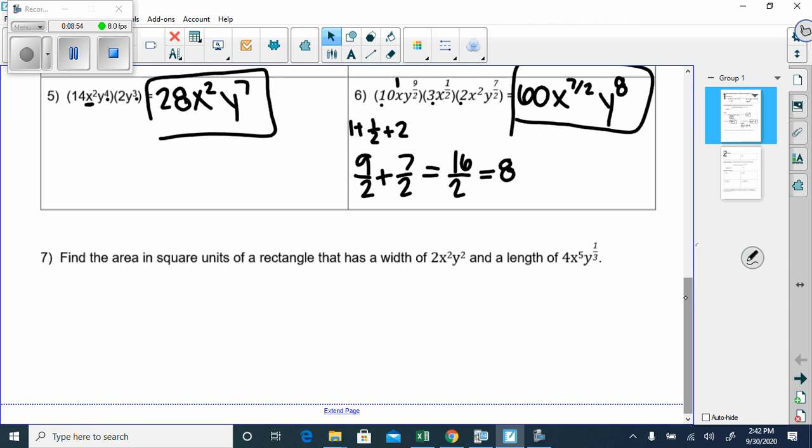So, on number 7, it says find the area in square units of a rectangle that has a width of 2x squared y squared and a length of 4x to the 5th y to the 1/3. Okay, so it asked about area. How do you find area of a rectangle? What's our formula? Base times height, or length times width. Good.